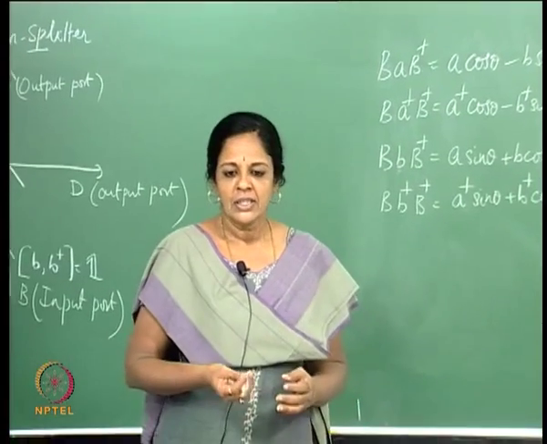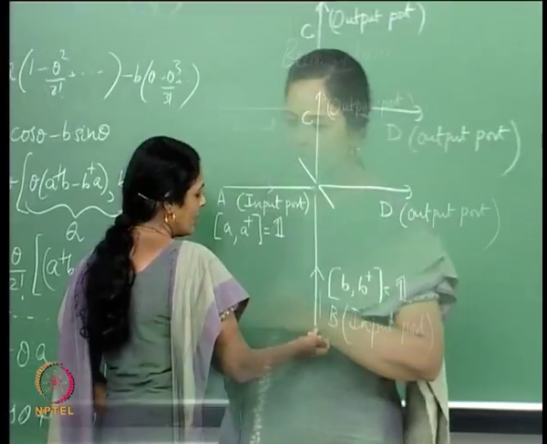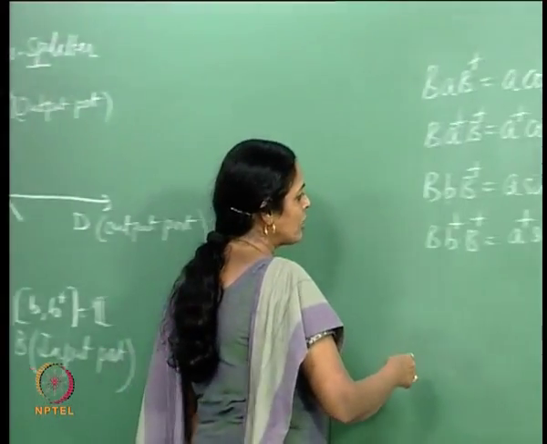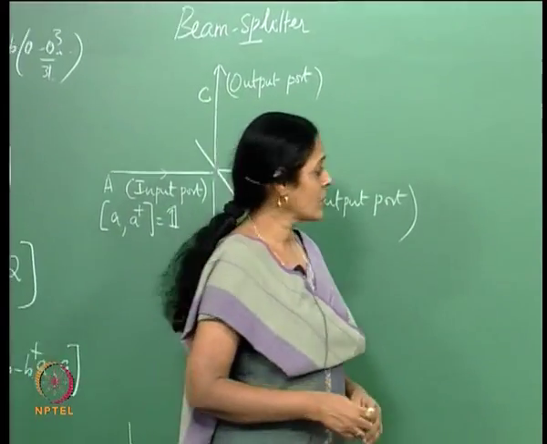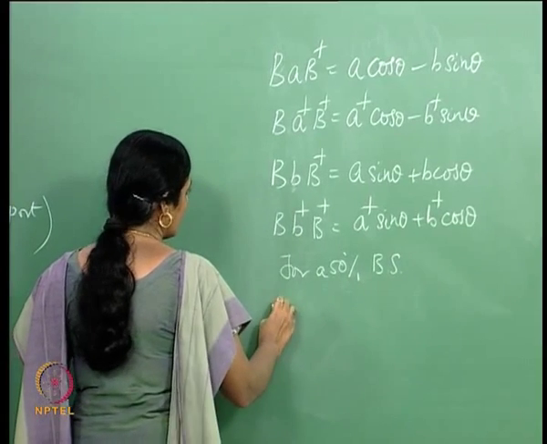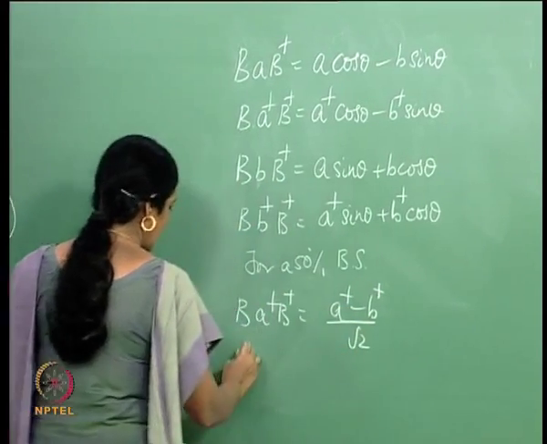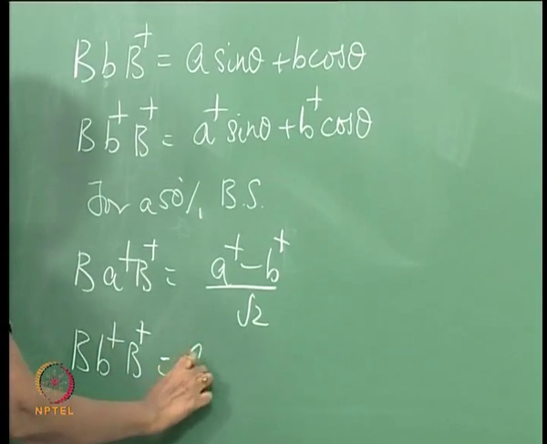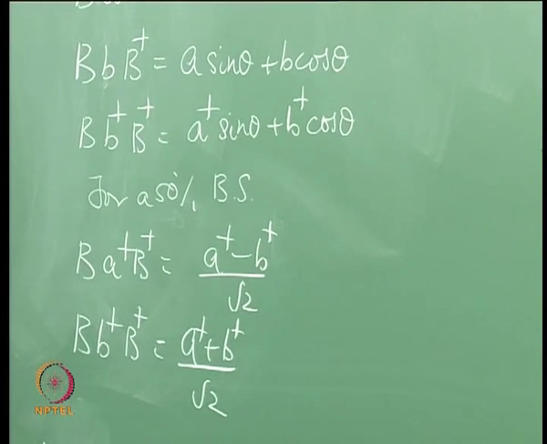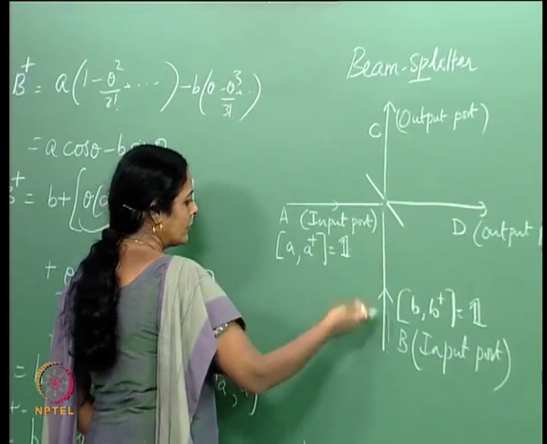Now, a 50% beam splitter is one which transmits 50% of the intensity of the light. Of course, if it comes from this port, it transmits 50% this way and reflects 50% that way. And therefore, for a 50% beam splitter, cos theta is 1 by root 2 and so is sin theta. I just have the following: A dagger minus B dagger by root 2, and similarly, this object is A dagger plus B dagger by root 2. So, these are basic preliminaries that I need in order to see what happens to various photon number states which are put through these input ports.